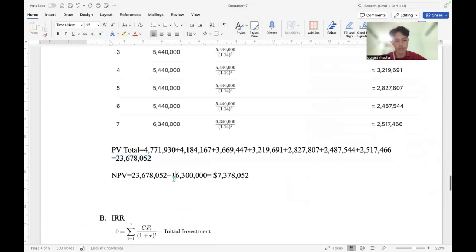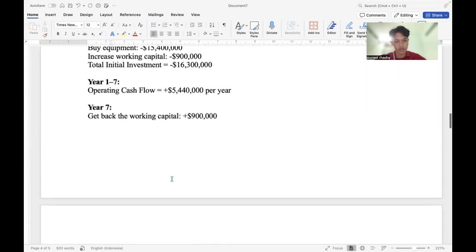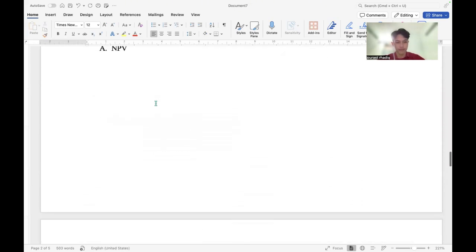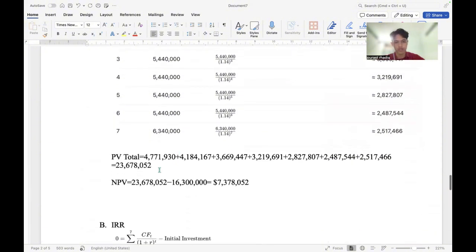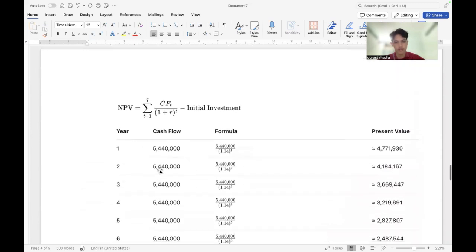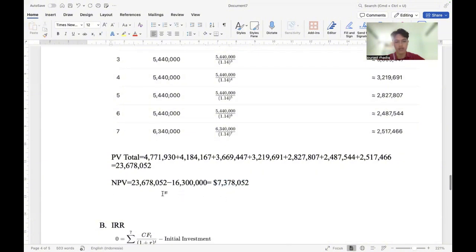20,678,052. We minus by the total initial investment. This is the present value that we got, and we minus it by the initial investment. Then we got this one for the net present value.